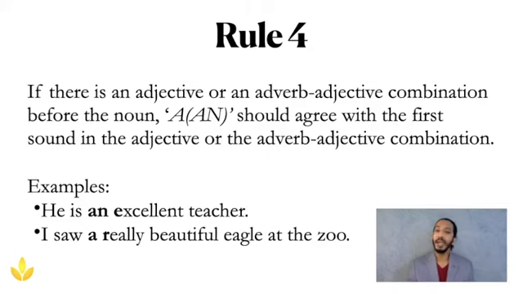I saw a really beautiful eagle at the zoo. So a really, if you only consider these two sections, a comes before really. The really part, the R is not a vowel. So I saw a really beautiful eagle at the zoo. So here it's grammatically right. I saw an really beautiful eagle at the zoo would sound weird, and not to mention it's a blunder when it comes to grammar.